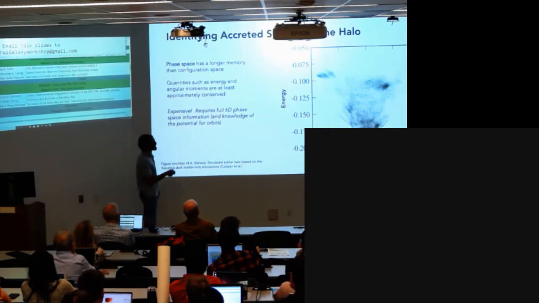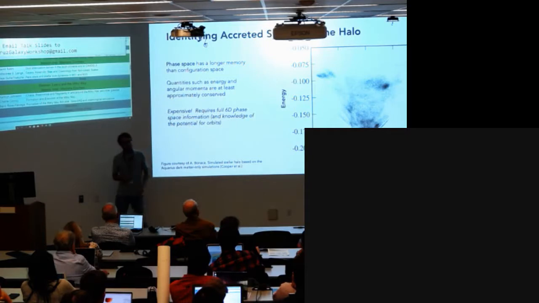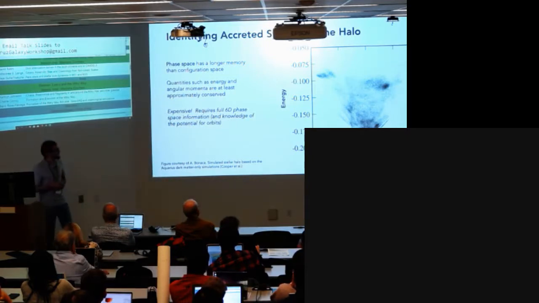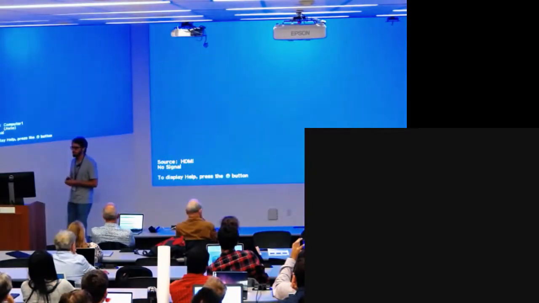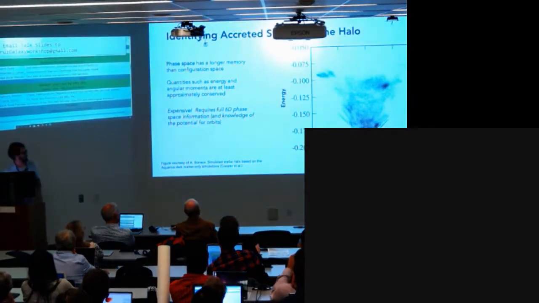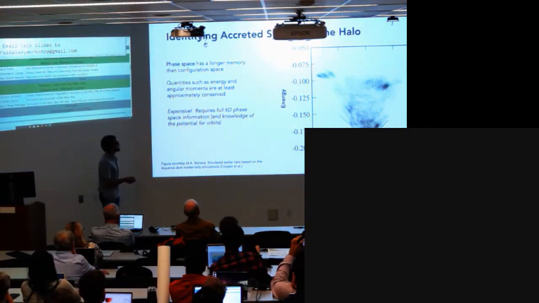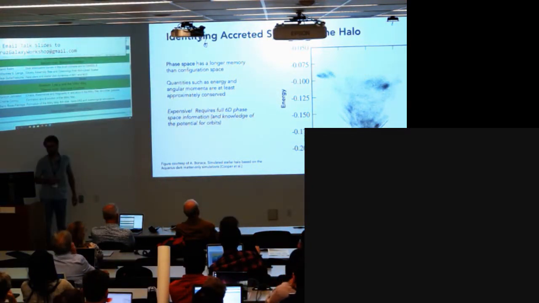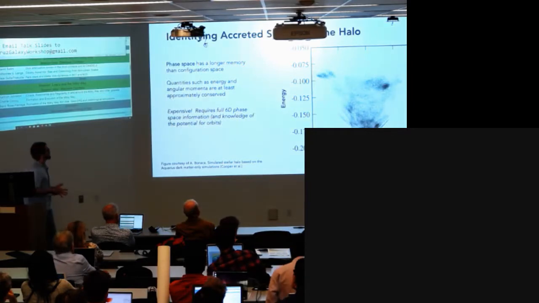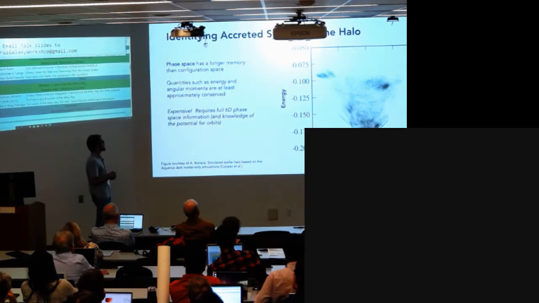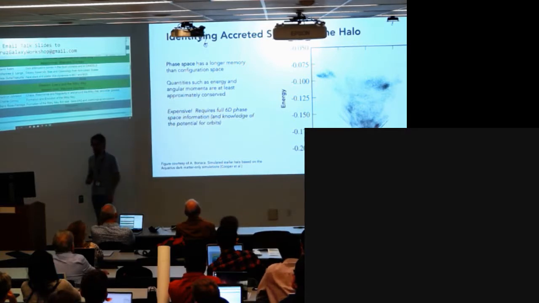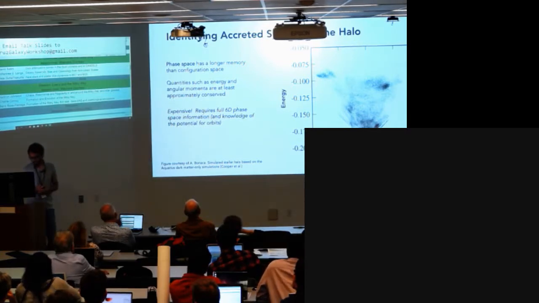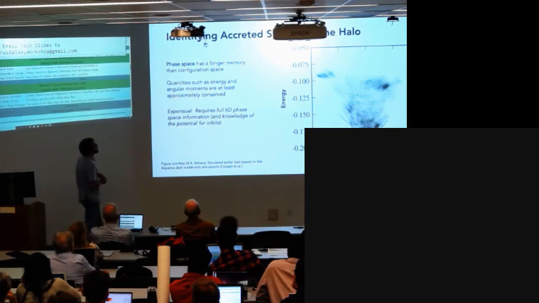What you're looking at here is, again, the same diagram for a simulated stellar halo from the Aquarius group, where they do particle tagging. And you see all these different lumps, which are due to the assembly history of the simulated halo. So phase space has a longer memory than configuration space. These quantities are at least approximately conserved, but that's a big approximate, and we can talk about that later if you're interested in. The problem, though, is that this information is very expensive to obtain. You have to measure 3 positions and 3 velocities for stars, and that's a very challenging thing, as we'll see in a moment. But you can learn a lot.